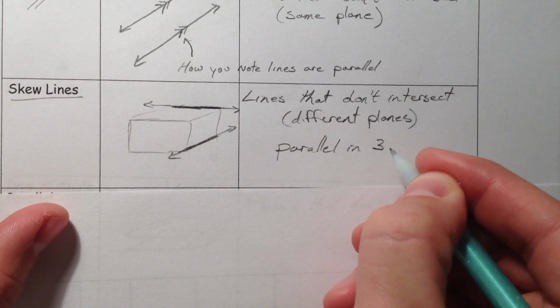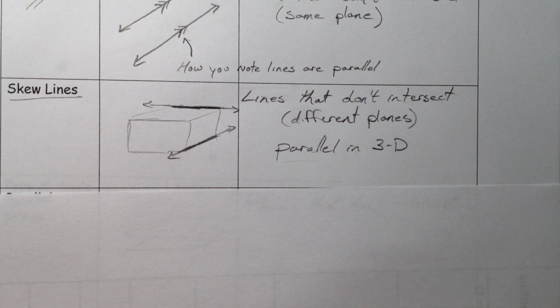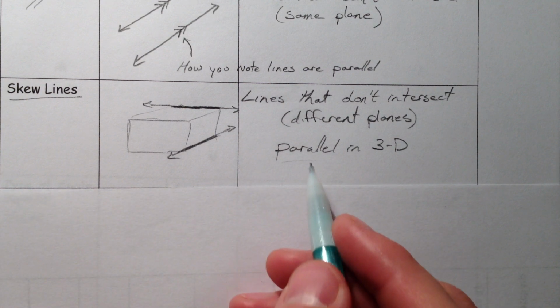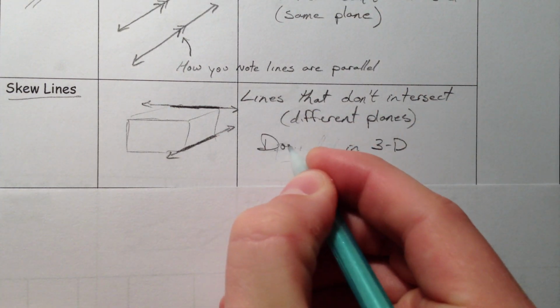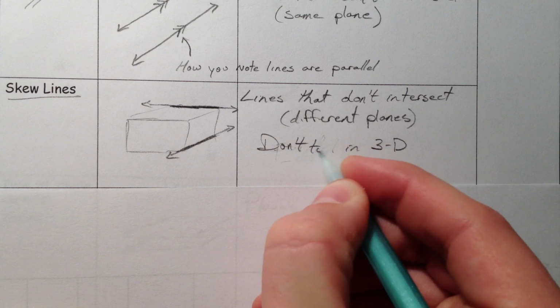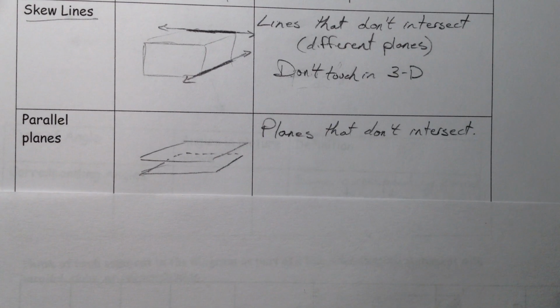So think of this one as parallel in 3D. But not parallel because they're not necessarily going the same direction. They just don't touch. So I'm going to say, instead of saying parallel in 3D, I'm going to say don't touch. That's called skew lines. And then parallel planes.